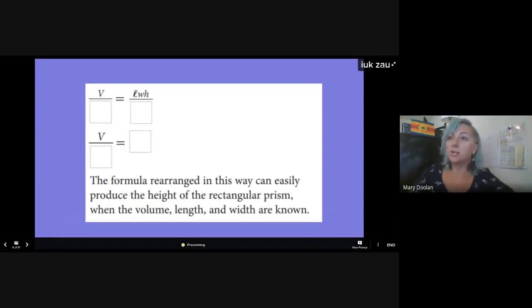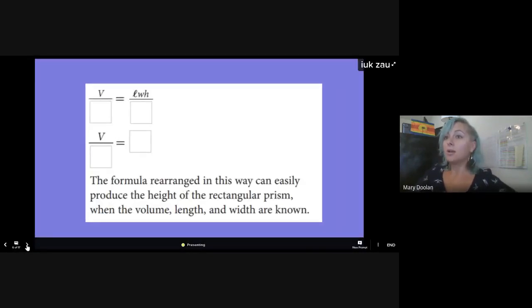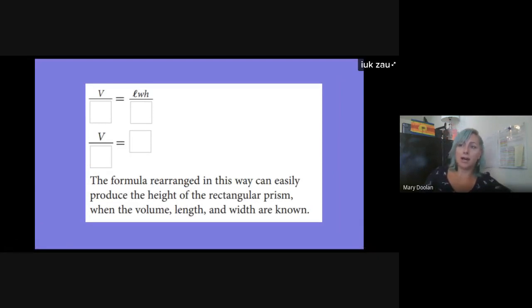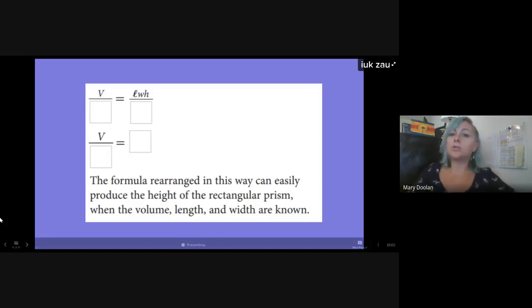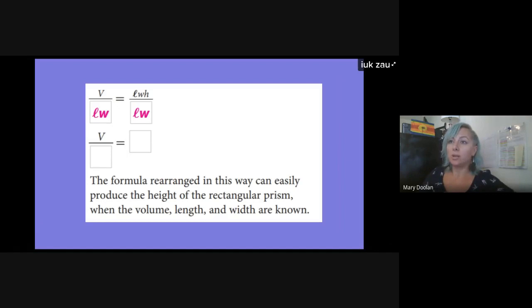Okay, so our correct answer here was, in fact, division. So the formula rearranged in this way can easily produce the height of the rectangular prism when the volume, length, and width are known. And so we have V equals LWH. So we're going to divide, because we said we're going to use division, divide both sides by the length and the width multiplied together in the denominator. We do the same thing on both sides. That keeps our equation in balance.